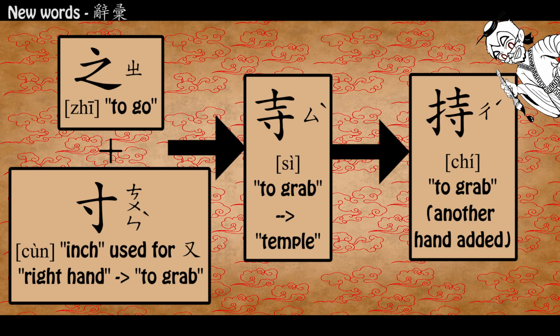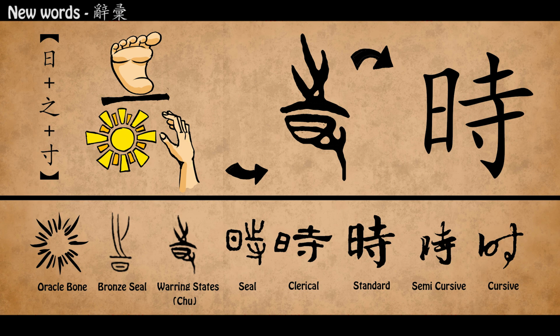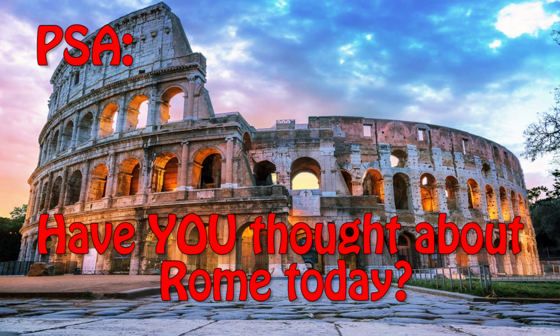Zhi and cun gives si, the root form of chi, to hold or to grasp. Time, as they say, flies, so we must grasp the day tightly or risk missing out. Or as the Romans would say, carpe diem.